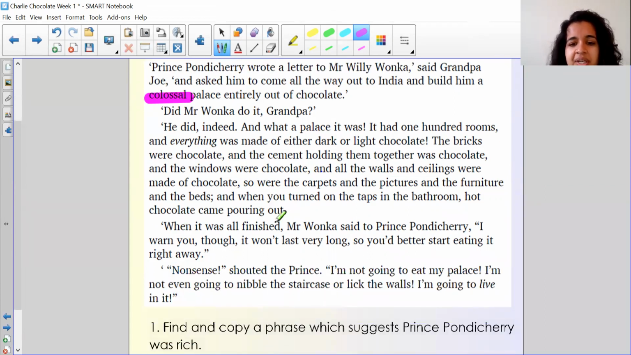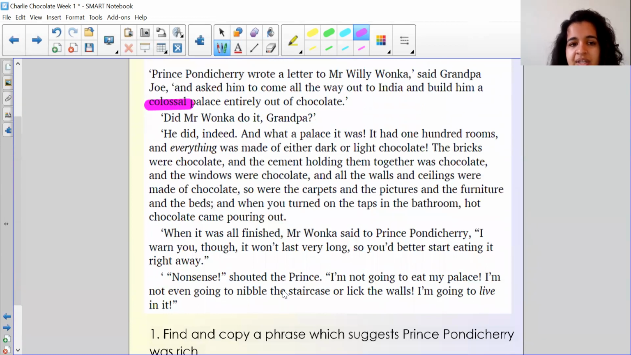"When it was all finished, Mr. Wonka said to Prince Pondicherry, 'I warn you, though, it won't last very long, so you'd better start eating it right away.' 'Nonsense,' shouted the prince. 'I'm not going to eat my palace. I'm not even going to nibble the staircase or lick the walls. I'm going to live in it.'"